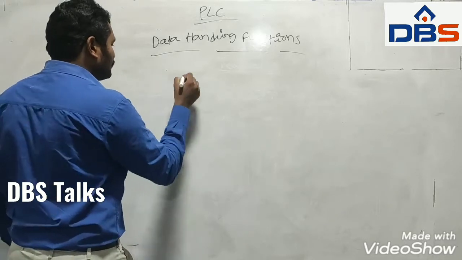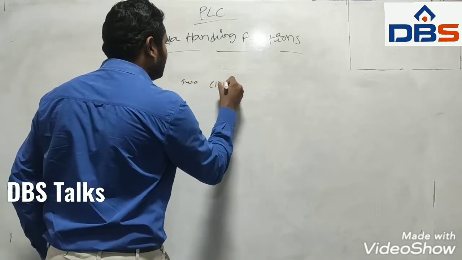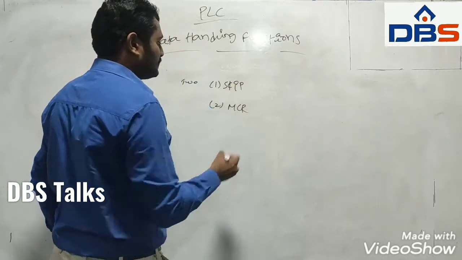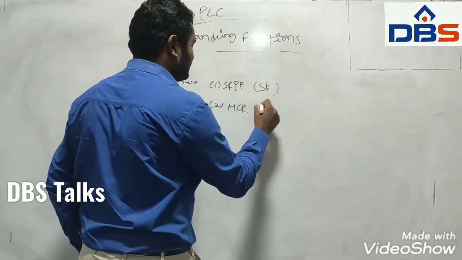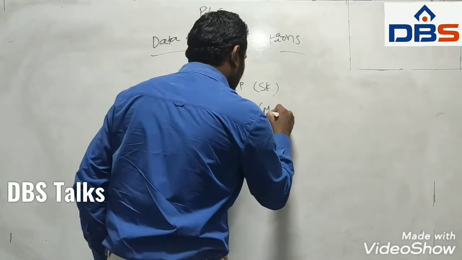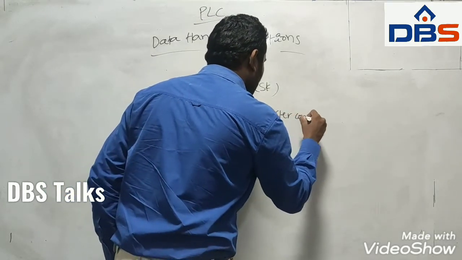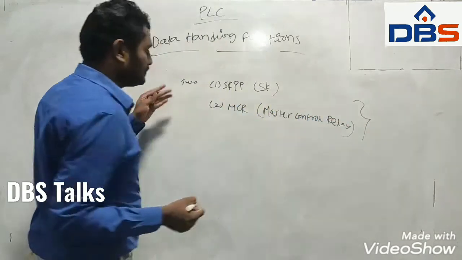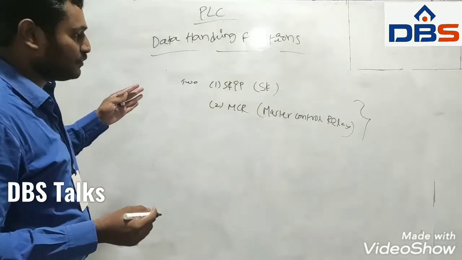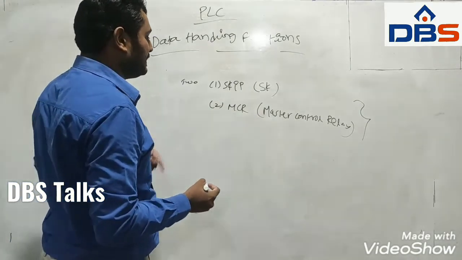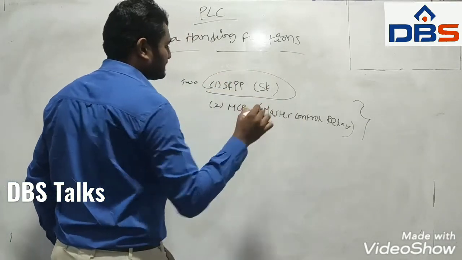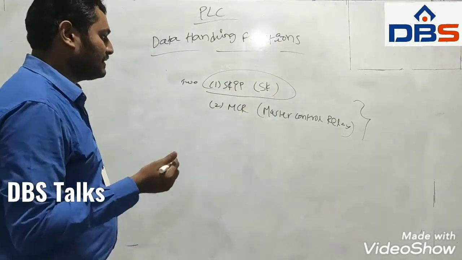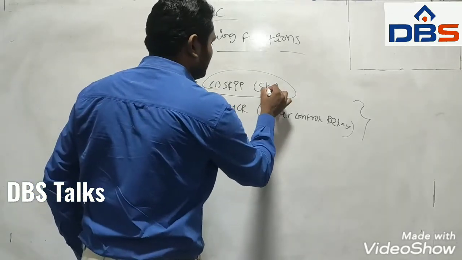Here we have two main functions: the first one is the skip function and the second one is MCR, the master control relay. These are two powerful programming tools in the PLC. The skip function is used to skip or bypass a certain portion of the program, and it is denoted with the letters SK.